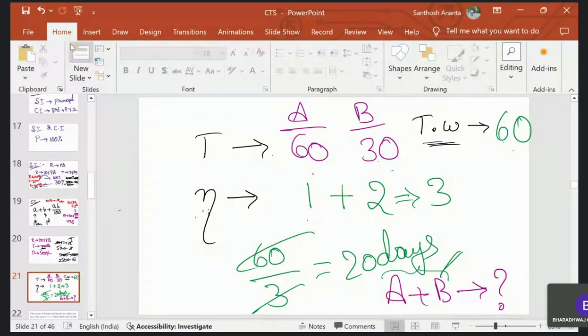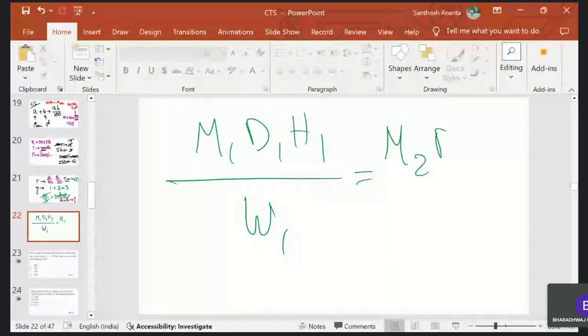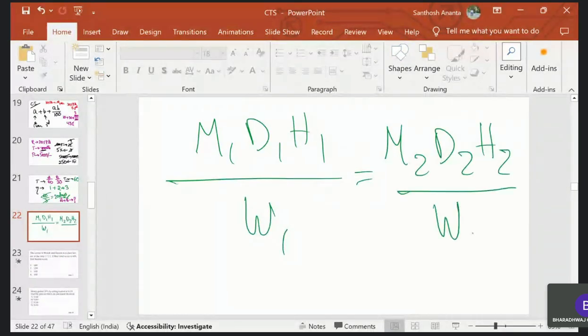And there will be a chain rule in this, that is M1 D1 H1 by W1 is equal to M2 D2 H2 by W2. We call this the chain rule. This is the third model. M stands for number of men, D stands for number of days, H stands for number of hours, W stands for work. All these values will be given in the question. Directly, you need to substitute the values and do the cancellation. That's it.